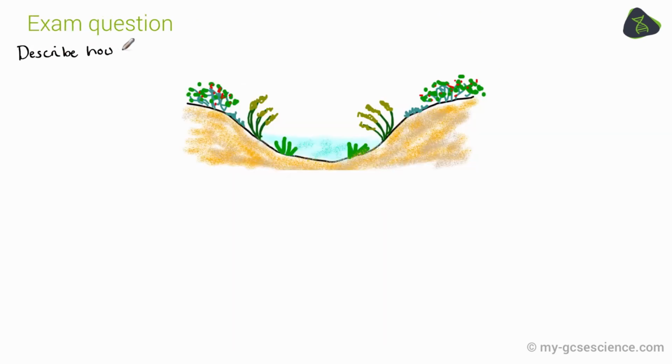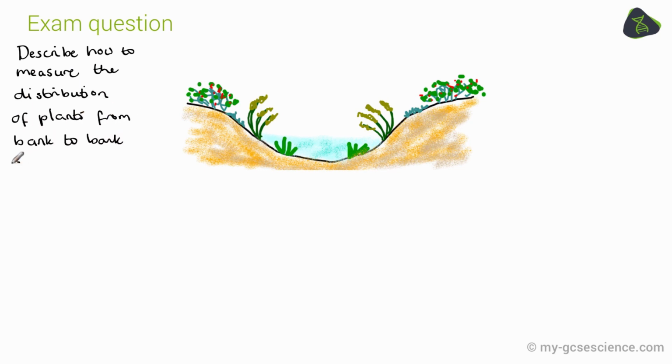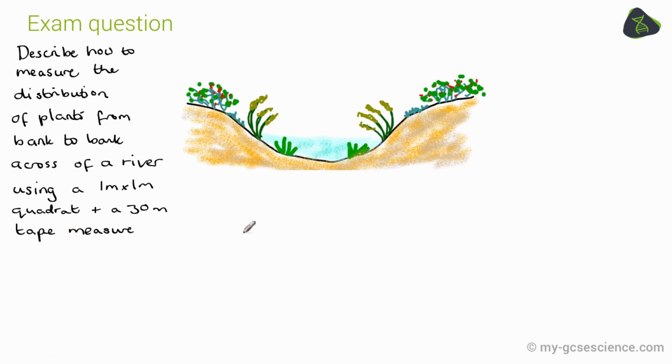In a typical exam question, you may have to write an extensive answer to a question like, describe how to measure the distribution of plants from bank to bank across the river using a 1 times 1 metre quadrat and a 30 metre tape measure. This could be worth something like 6 marks. I would recommend you pause the video at this point, attempt to answer the question yourself, and then resume play.